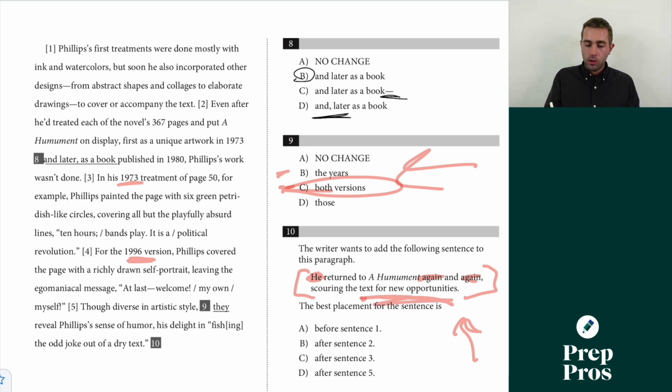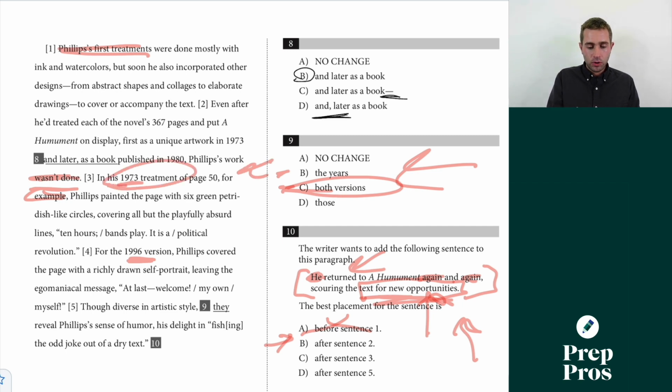So as I'm looking through, what I can really see is this is going to have to be hinting at him coming back multiple times, looking for new opportunities. Now, this rules out A pretty quickly because the first treatments were done. It doesn't make sense for him to return afterwards. But we're going to start looking really carefully at sentence 2. "Even after he'd treated each of the novel's 367 pages, put a humument on display, first as a unique artwork in 1973, and later as a book published in 1980, Phillips' work wasn't done. He returned to a humument again and again." So this is really clearly following up what we saw at the end of sentence 2, scouring the text for new opportunities.